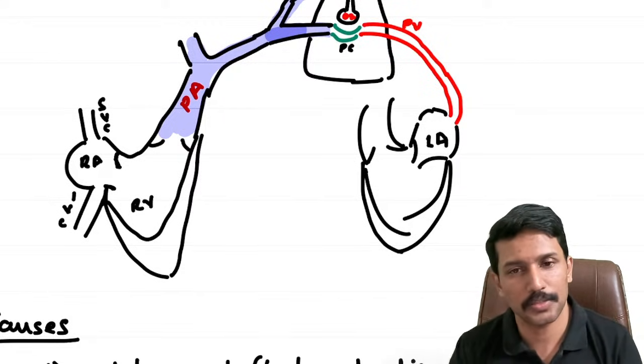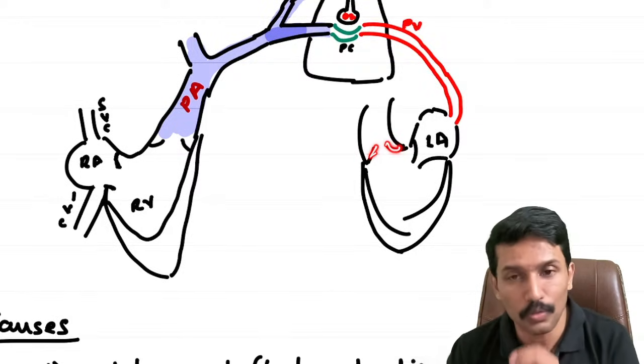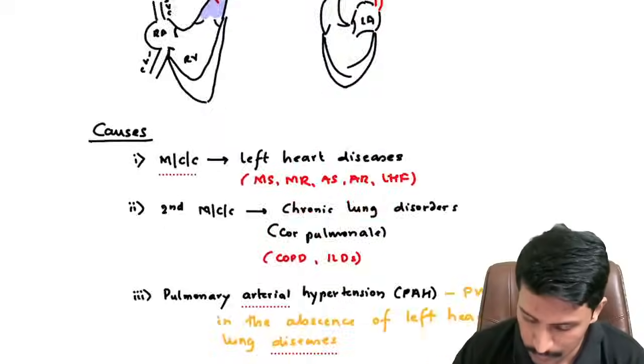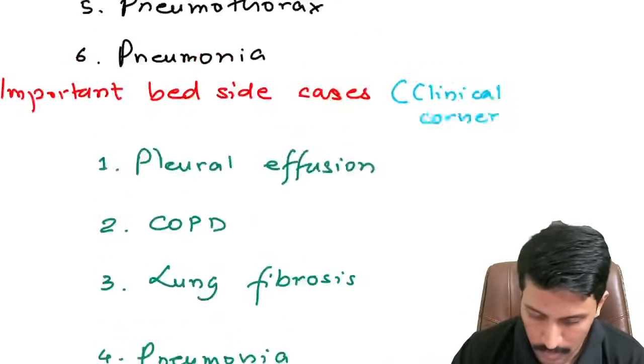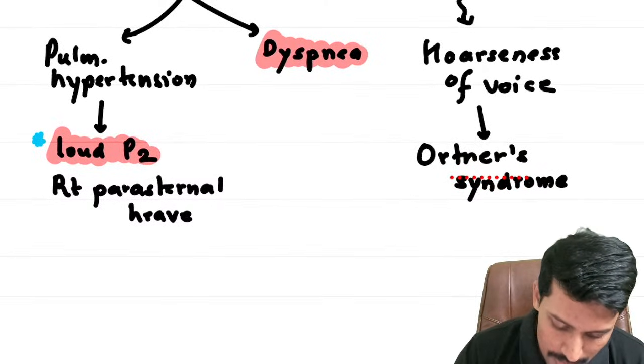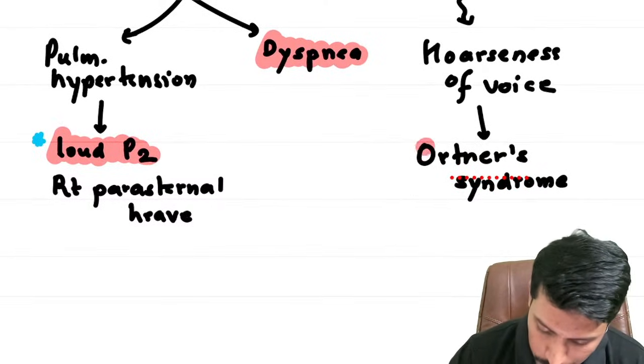In systemic hypertension, you can have the aortic valve closure also a little louder. The A2 can become loud. Okay. So we call this hoarseness of voice as Ortner's syndrome.